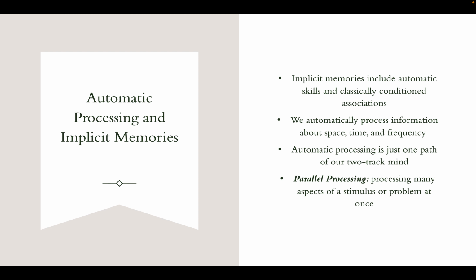So how do automatic processing and implicit memories work? Implicit memories include automatic skills and classically conditioned associations, like we talked about. And we automatically process information about space, time, and frequency. While studying, you often encode the place where certain materials appear. Later, when you want to retrieve the information, you may visualize its location. So you're not consciously processing where you're studying information, but you'll be able to remember where you studied the information.